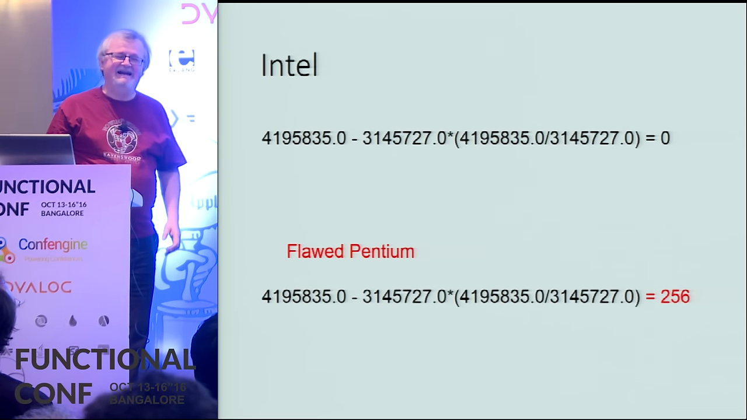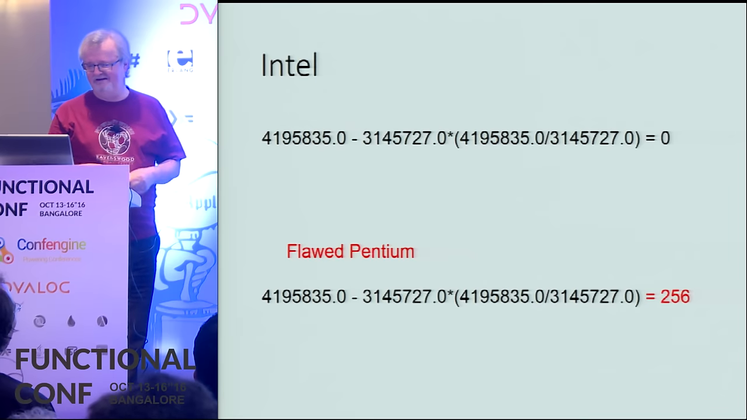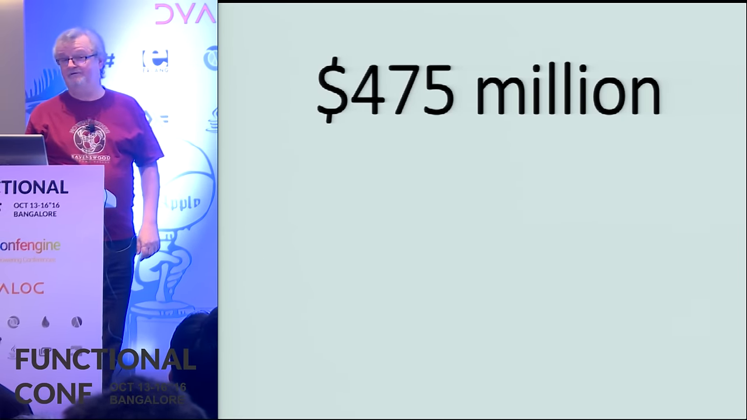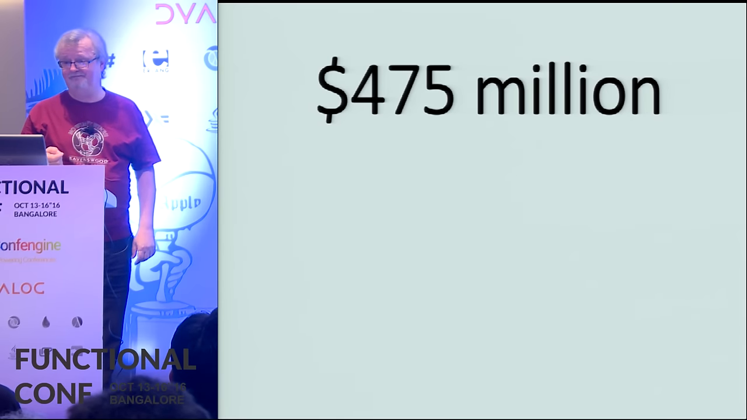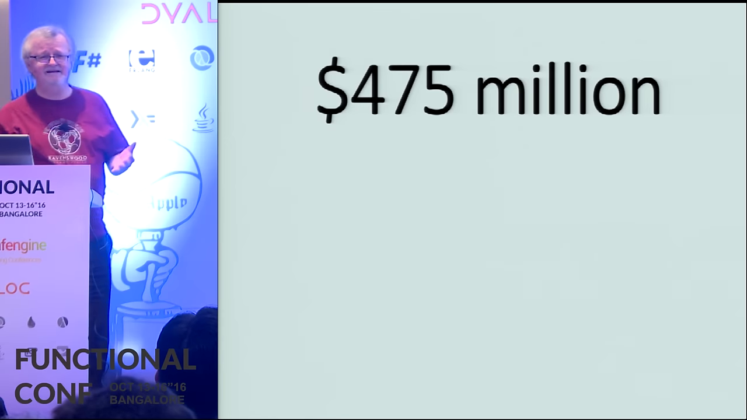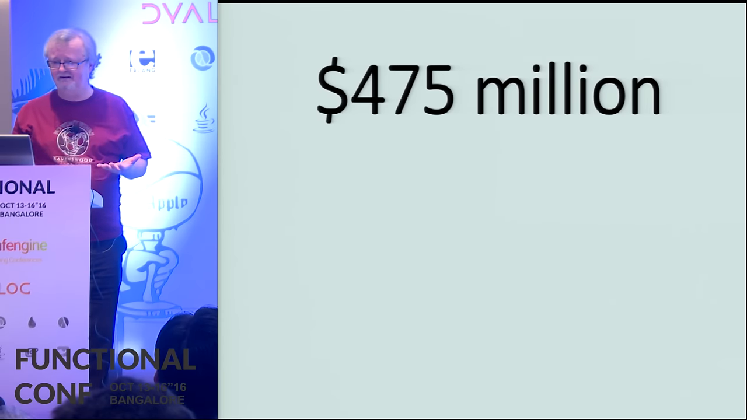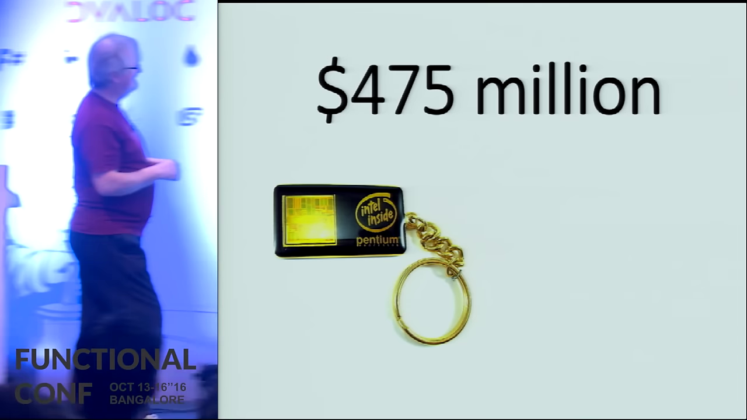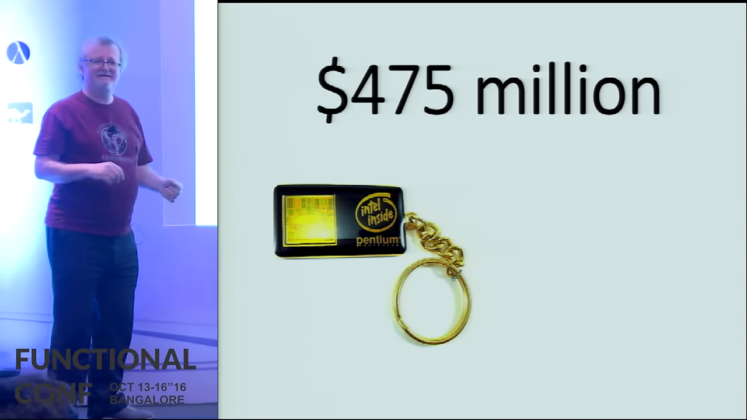But in the end, they had to replace enormous numbers of Pentiums. It cost them $475 million, which is a lot of money, even for Intel. And of course, they had all these flawed Pentiums. What did they do with them? Simple. They put them into key rings. And every member of staff got one of these key rings at the time.